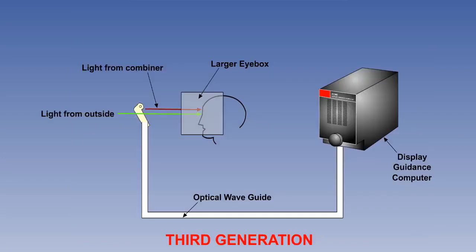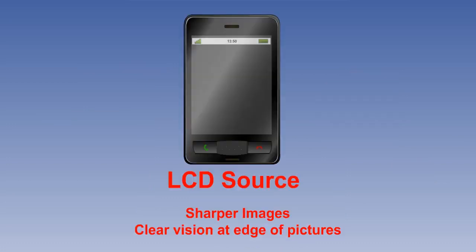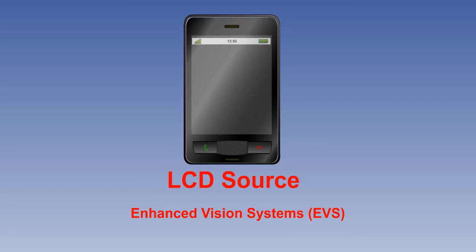Second generation and third generation systems use a liquid crystal display instead of a cathode ray tube. The primary reasons for this were to save weight, reduce picture fade, and also to use a lower voltage power supply, thereby generating less unwanted heat. However, an advantage which emerged from the use of LCD technology was that it was able to provide a wider field of view. This could provide sharper images and enable clearer vision at the edges of the picture, which will assist in strong crosswinds. It has also allowed the superimposition of images, which are even more complex than basic symbology.